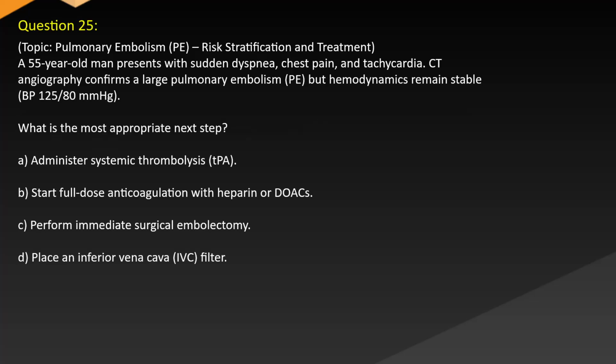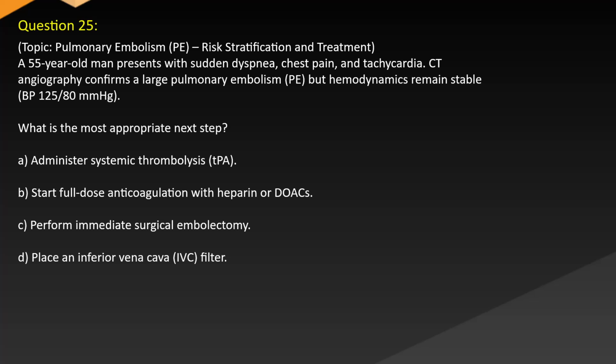Question 25. Topic: Pulmonary embolism, PE. Risk stratification and treatment. A 55-year-old man presents with sudden dyspnea, chest pain, and tachycardia. CT angiography confirms a large pulmonary embolism, but hemodynamics remain stable. What is the most appropriate next step?